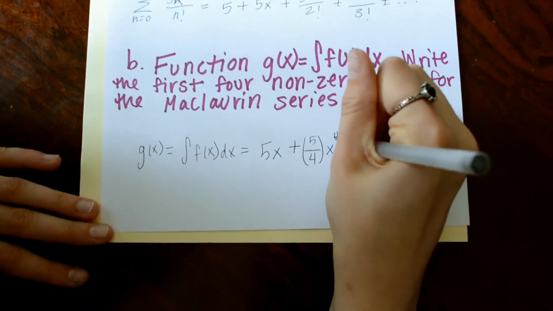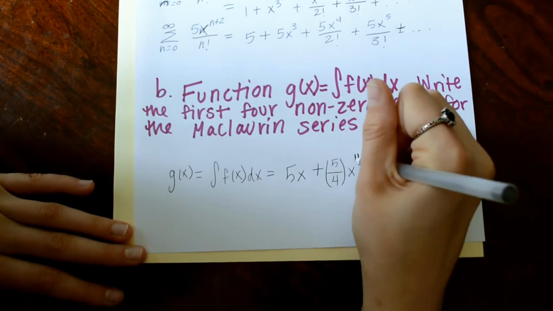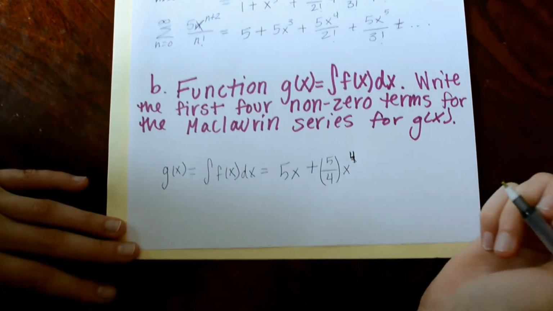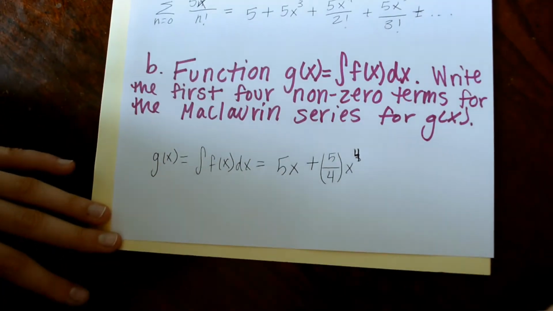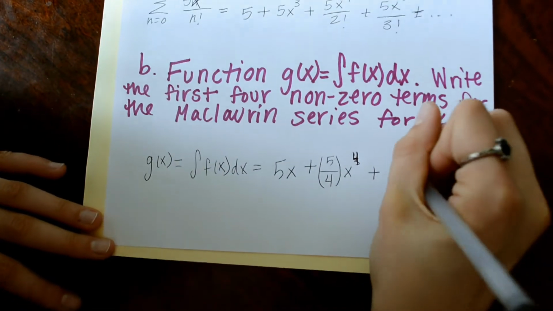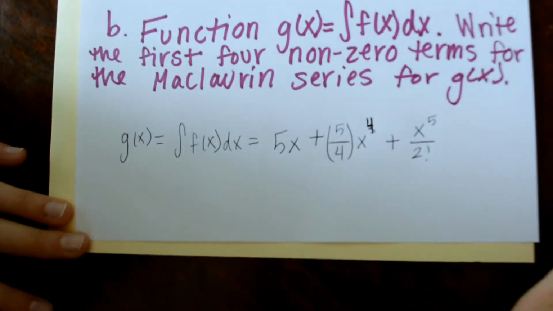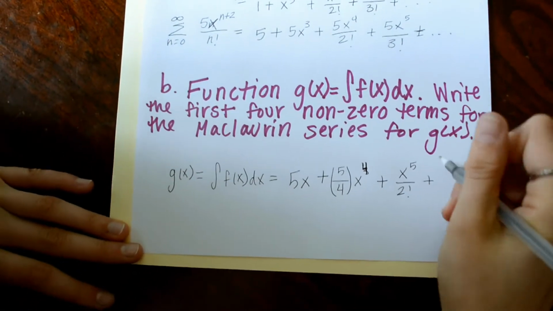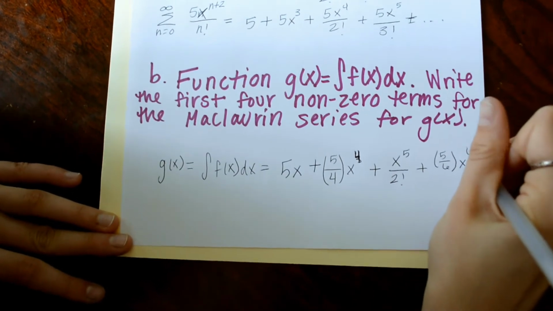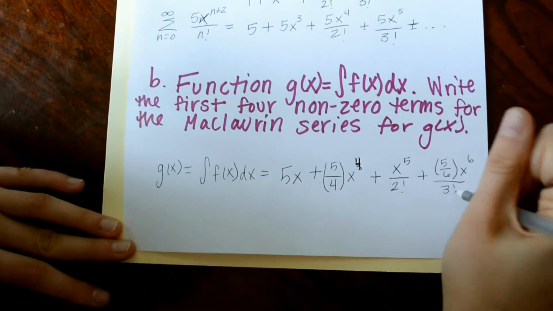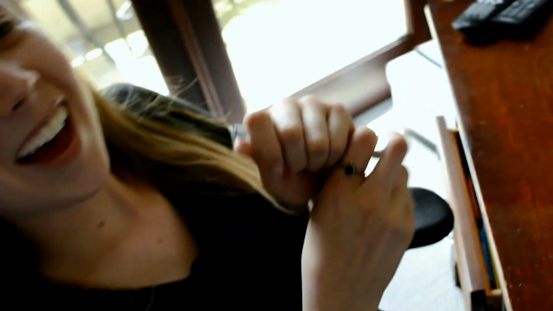This is to the 4th because I made a mistake, but that's okay. People make mistakes sometimes. Anyways, we're going to continue on. The next one would be plus 5 x to the 5th over 2 factorial. And your last one would be plus 5 x to the 6th over 3 factorial, and then a little tiny plus ... And that's it. Ta-da! Yay!